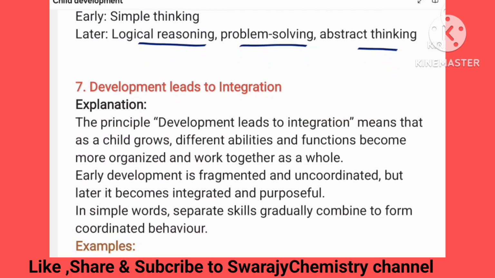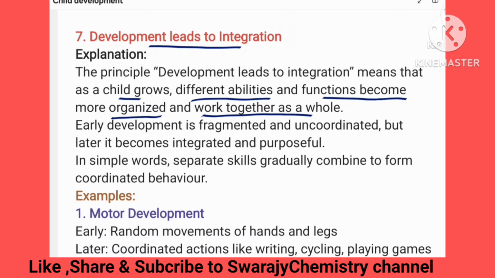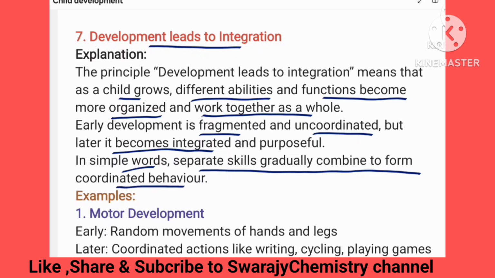So the next, seventh principle is development leads to integration. This means that as a child grows, different abilities and functions become more organized and work together as a whole. Early development is fragmented and uncoordinated, but later it becomes integrated and purposeful. In simple words, separate skills gradually combine to form coordinated behavior.